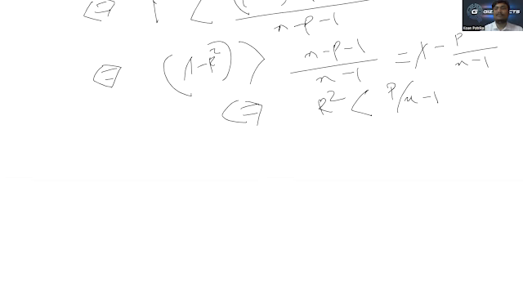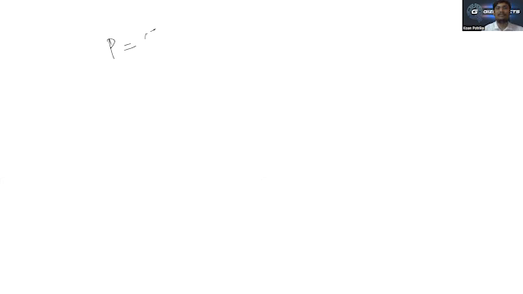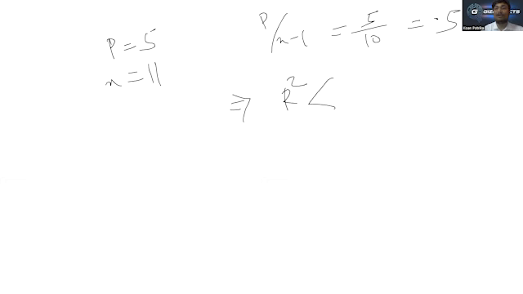I'll give you a concrete example. Let us suppose that p is 5, the number of regressors is 5, and n is 11. Then p by n minus 1 is 5 by 10, which is equal to 0.5. Thus, in this case, any R square less than 0.5 will lead to adjusted R square being less than 0.